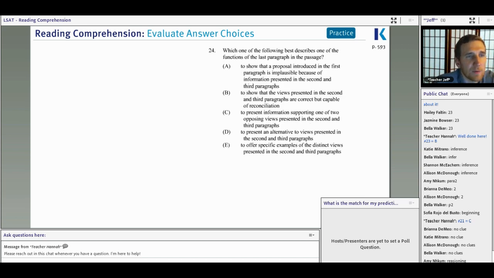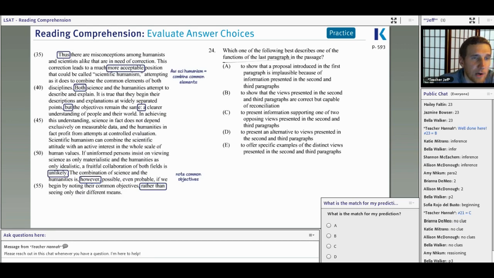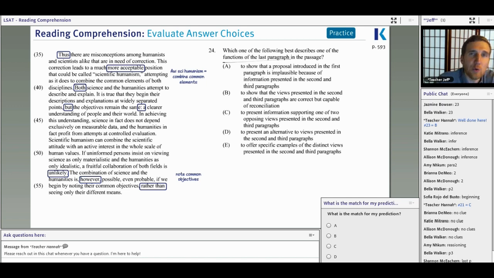This asks you the function of the last paragraph. So what are you going to be using? In other words, where are you going to be rereading to solve question 24? Right, you're going to be going to that paragraph. You should be going to that final paragraph, and you should be using your margin notes.